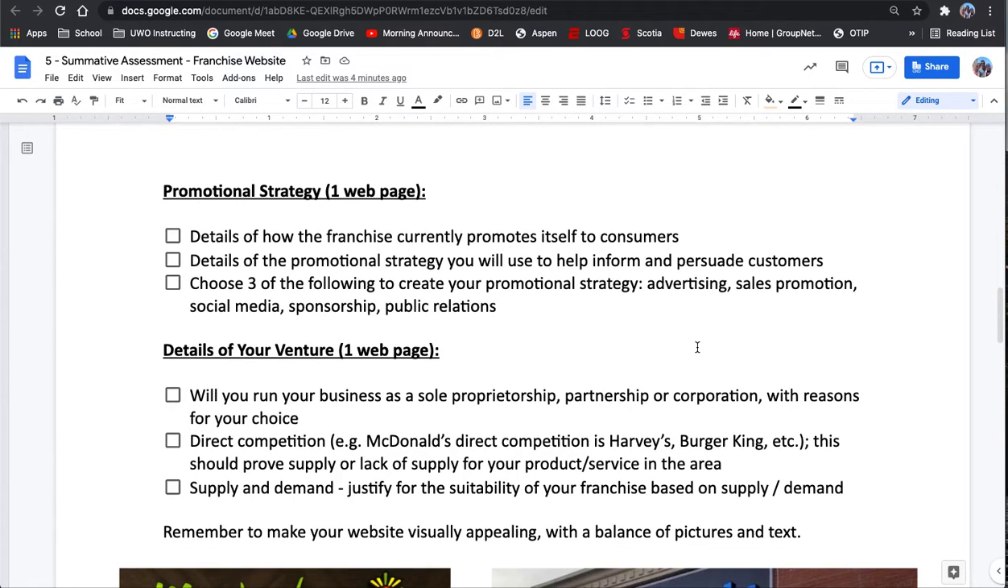Let's go on to the last few pages of our website. So promotional strategy is going to talk about how the franchise promotes itself. Going back to the McDonald's example, we talked about coupon books, advertising, social media, the Ronald McDonald House charity. Those were just some of the promotions that McDonald's does.